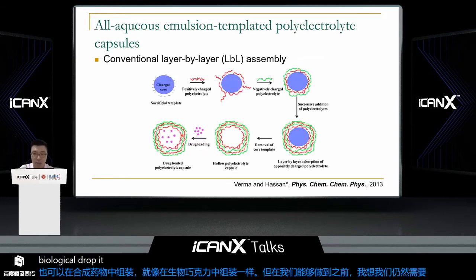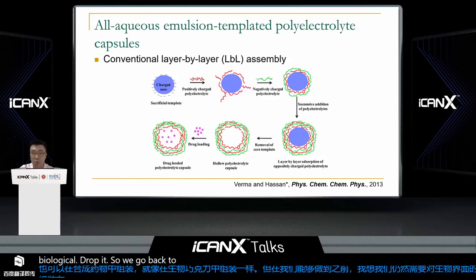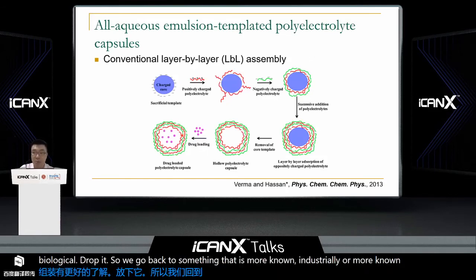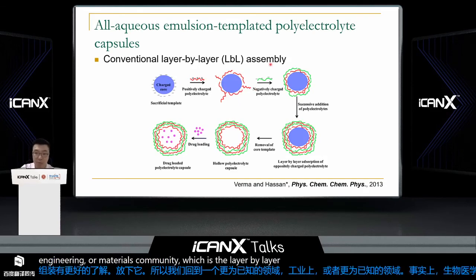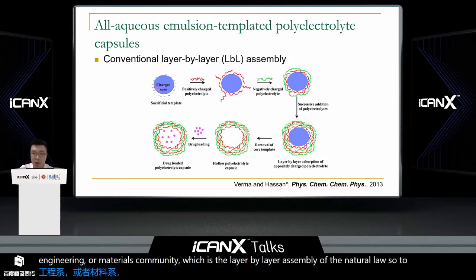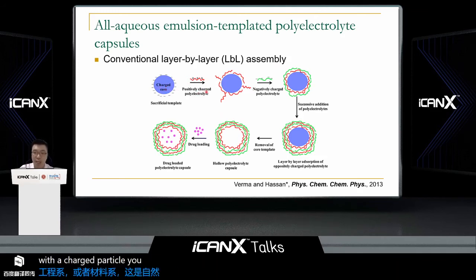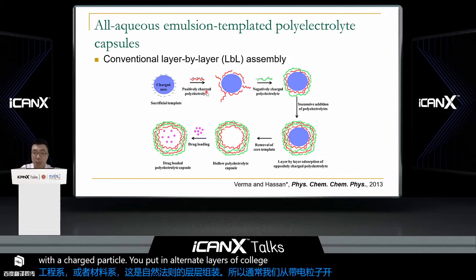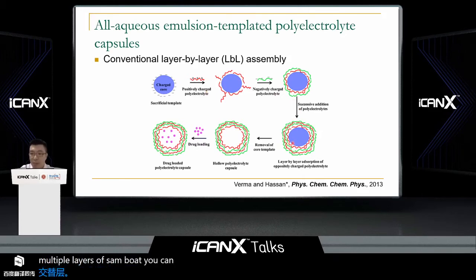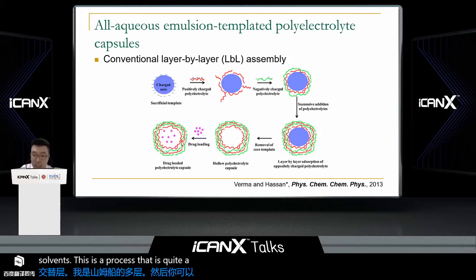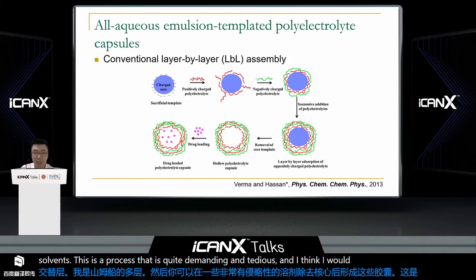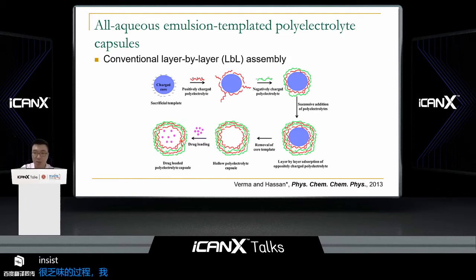So we go back to something that is more known industrially or more known in the biomedical engineering or biomaterials community, which is the layer-by-layer assembly of polyelectrolytes. So typically we start with a charged particle, we put in alternate layers of polyelectrolytes with opposite charges, and then with the multiple layers assembled, you can then form these capsules after removal of the core by some very aggressive solvents. This is a process that is quite demanding and tedious, and I think I would have a very hard time if I had to insist my students do something like this for me.